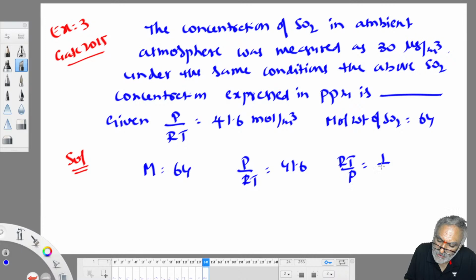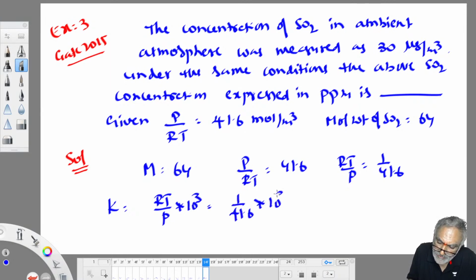Therefore RT by P is equal to 1 by 41.6. So K value is equal to RT by P into 10 cube. So 1 by 41.6 into 10 cube. That is K value. So 1000 by 41.6. So it is 24.04. 24.038, nothing but 24.04. Rounded to 24.04. That is K value. K value we got, M value is known. Can now work out.